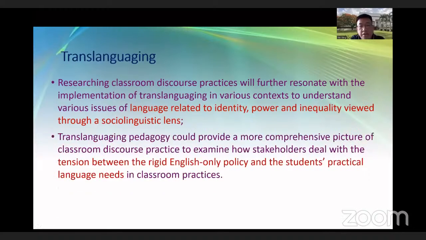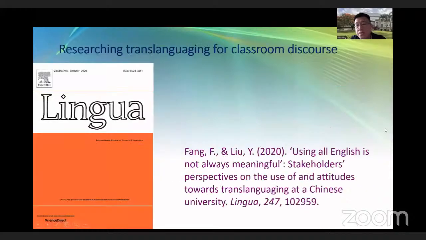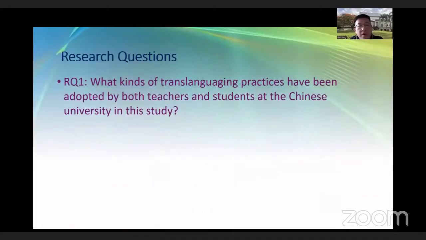So here, translanguaging pedagogy could provide a more comprehensive picture of classroom discourse practice to examine how stakeholders deal with the tension between the rigid English-only policy and the students' practical language needs in classroom practices. So I'm going to introduce a study I conducted with my students when we researched translanguaging in classroom discourse. If you are interested, you can read this publication in the journal Lingua. So here we had two research questions.